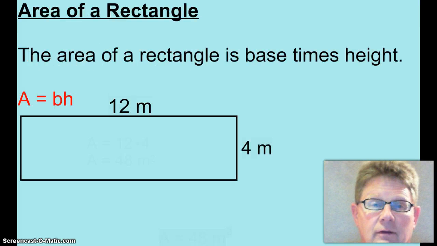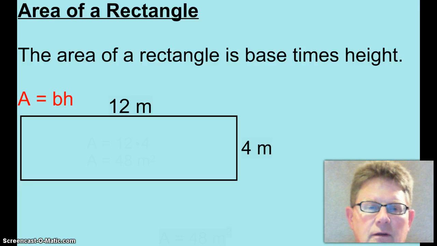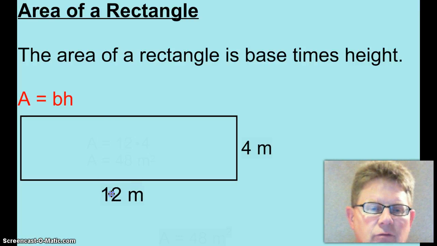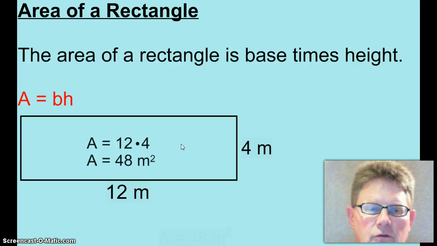The area of a rectangle. The area of a rectangle is base times height. We know that the opposite sides of a rectangle are congruent. The base is 12, the height is 4. The area is 48 square meters.